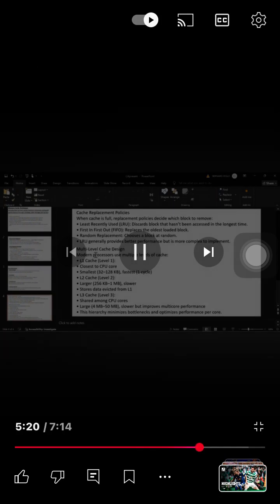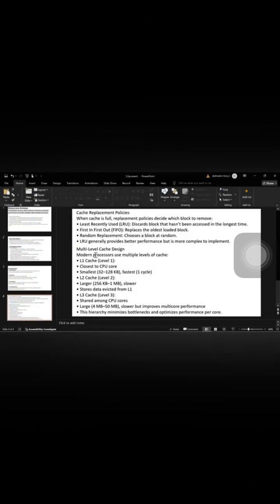Now let's come to the multi-level cache design. Modern processors use multiple levels of cache, and we have the first one, which is the level 1 cache. It is the closest to the CPU core and is the smallest in size, from 32 to 128 kilobytes, and is the fastest of all.